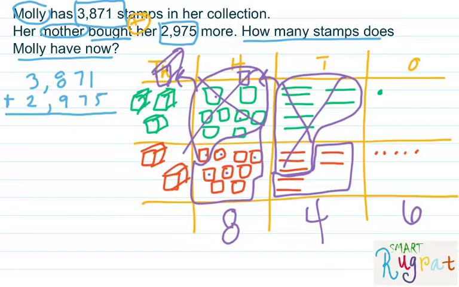Okay, and so now we're going to go back to count the 1,000 cubes. 1, 2, 3, 4, 5, 6. And I'm going to add the comma. So my answer should be 6,846.